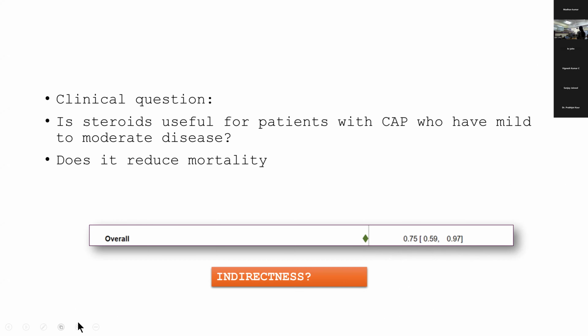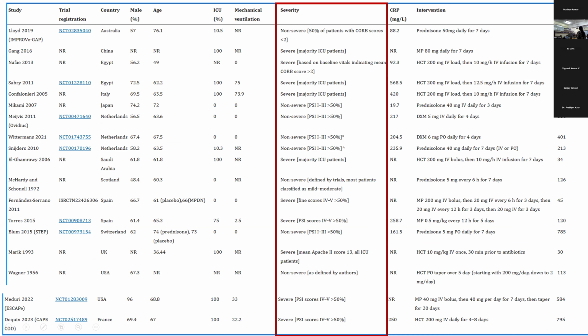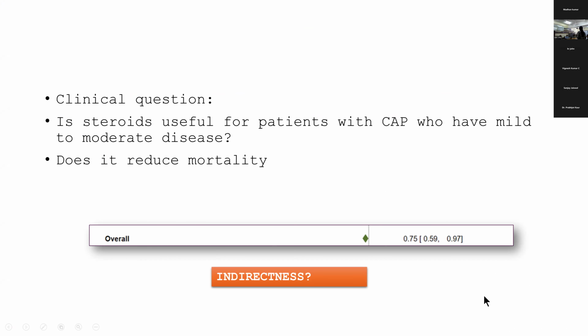My target question is what? In low risk, that is in patients with mild to moderate disease, I want to look at the mortality of steroids. But what did the study show? More than 50% of the study was from severe population. So here there's definitely indirectness.